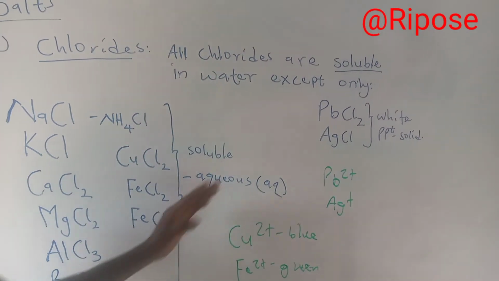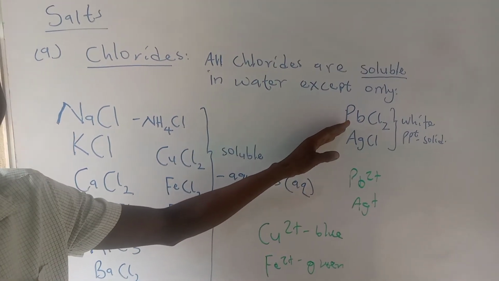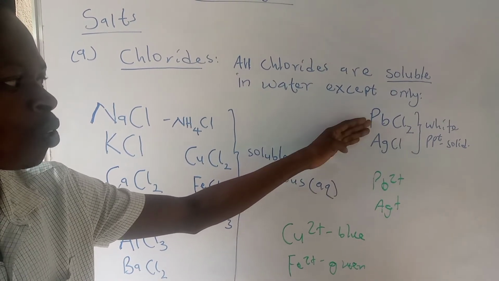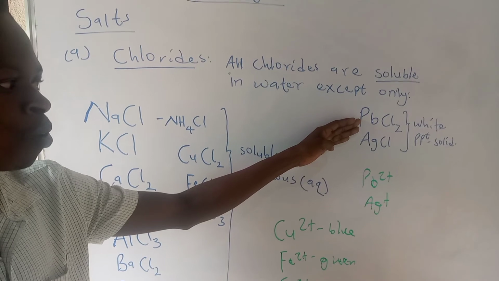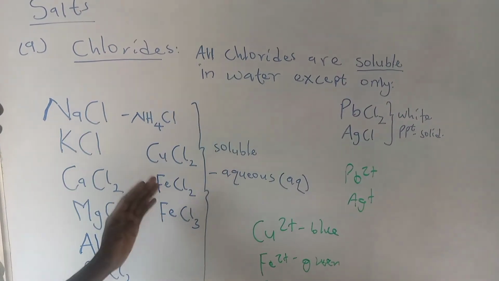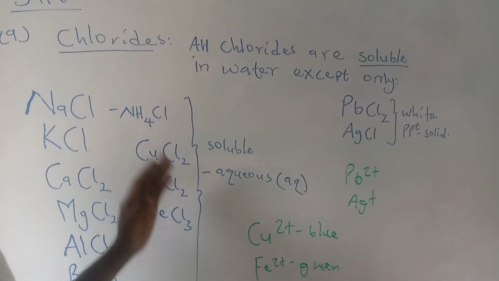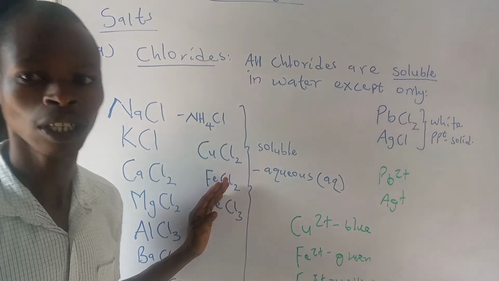The reason why all chlorides are soluble, except these that do not dissolve, we are going to see in the next video. Why lead 2 chloride and silver chloride do not dissolve in water, why they appear as a white solid. Then you will also see why other chlorides dissolve in water, forming a solution. That is aqueous.